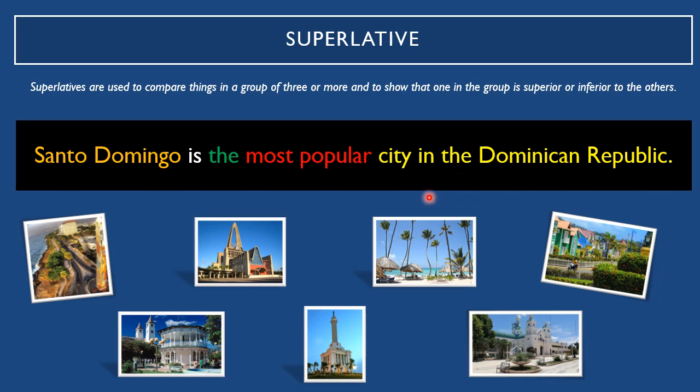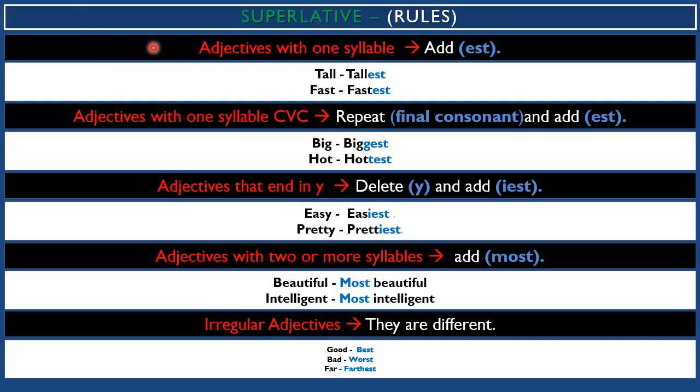Which one is the group? The group is cities in the Dominican Republic. Now, which one in the group is the most popular? Santo Domingo. So Santo Domingo is the most popular city in the Dominican Republic. We use the superlative to show that in a group, one element is superior to the others. To create a superlative, these are the rules that we need to follow.